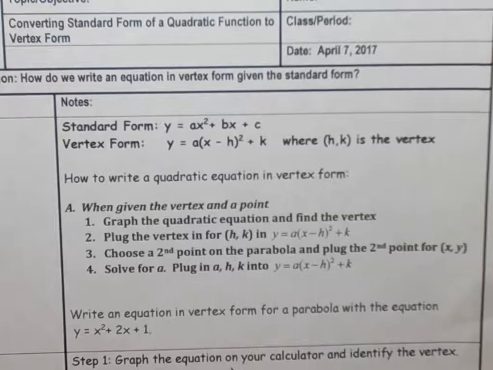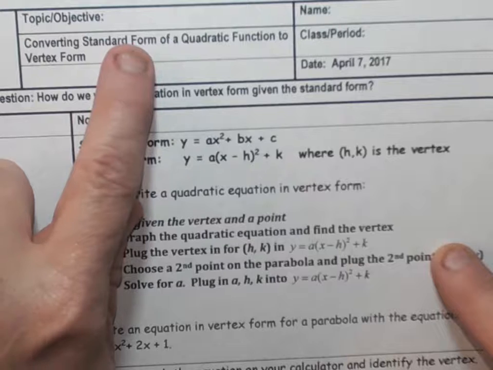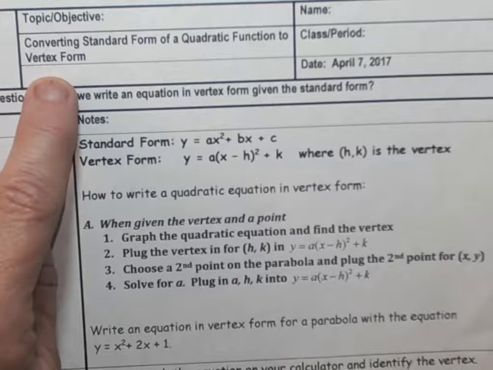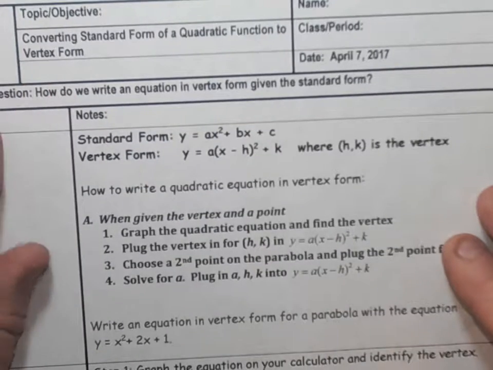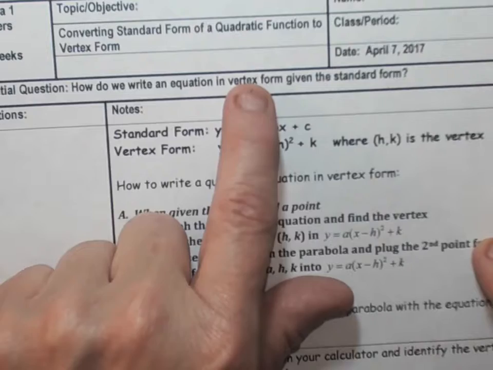We've been working with quadratic equations that are in standard form, and we're going to take standard form and change it to something called vertex form. So our essential question is, how do we write an equation in vertex form given the standard form?